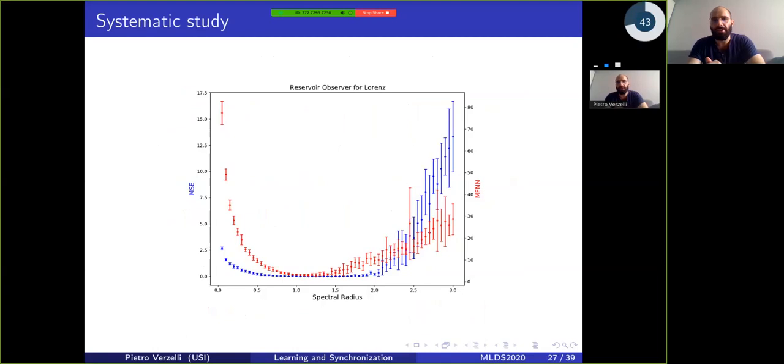So I did a systematic study exploring the spectral radius from 0 to 3, point by point, and plotting in blue the MSE and in red the MFNN. And you see that there is a correspondence between the two. Of course, it's not perfect, it's not linear, but you see that around 1, where the synchronization is really small, also the error is really small, and then they start growing on both sides in different ways.